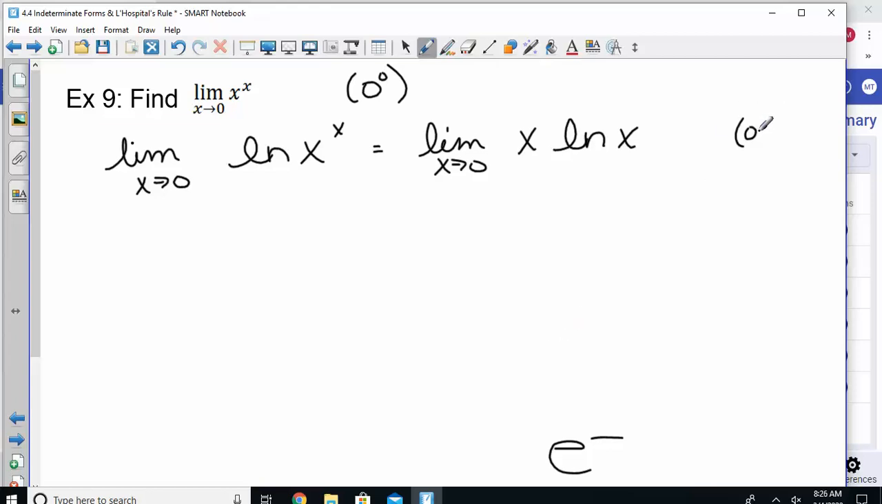Okay, so 0 times the natural log of 0, we've talked about this one, the natural log graph looks like this, so as you're approaching 0, it's going to negative infinity. And so if we had 0 times infinity, we rewrote it as a quotient.